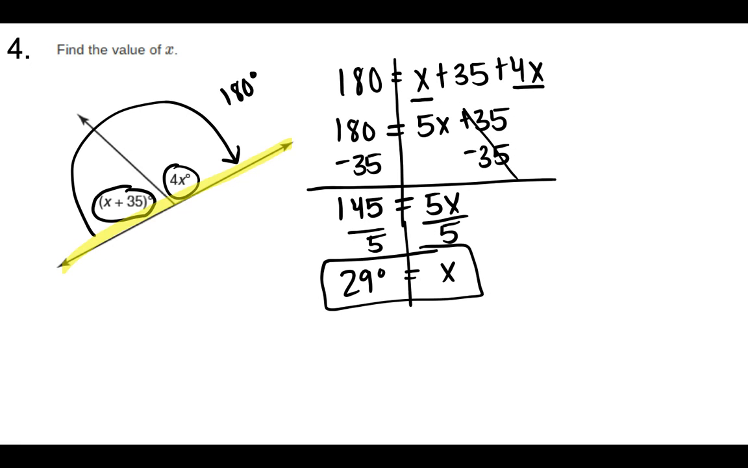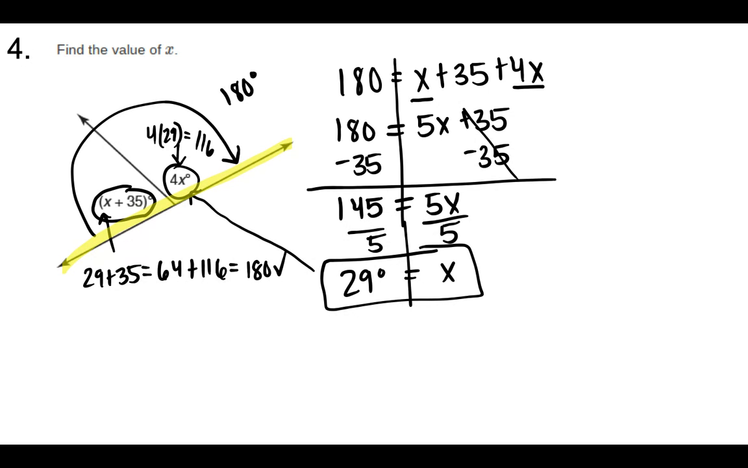Now remember, if you want to check your answer, all you need to do is plug that 29 into where the x is, and then make sure that when you plug those in, it does equal 180. So for example, we do 29 plus 35, and I know that equals 64 degrees. And then we would do 4 times 29, and that gives me 116. Then you would just add 116 and 64 to see if it equaled 180. And it does. So therefore, we know we are correct. We just checked our answer. All right, let's move on to the next one.